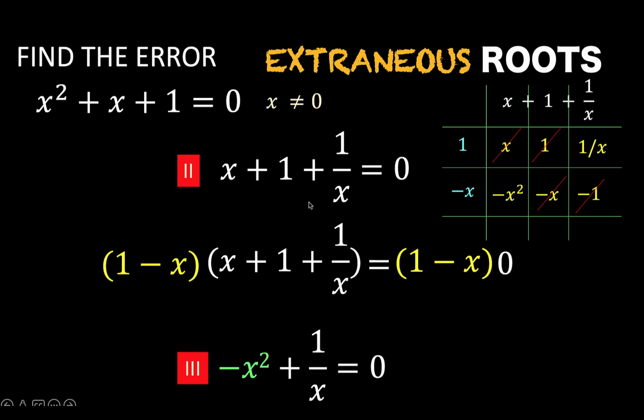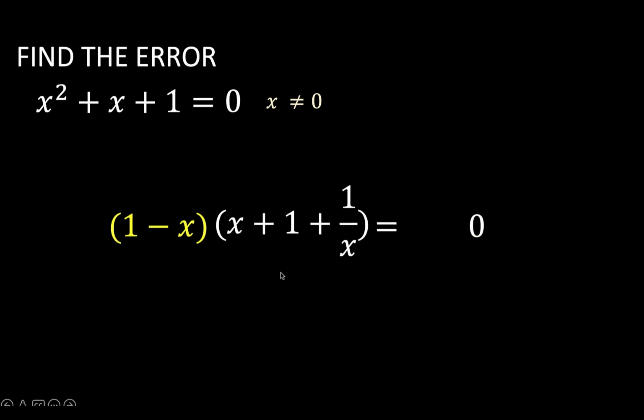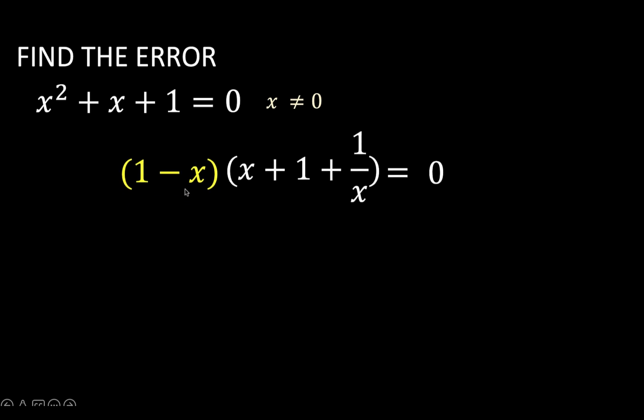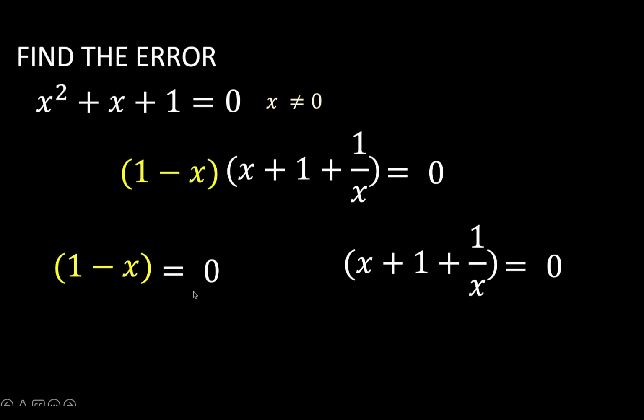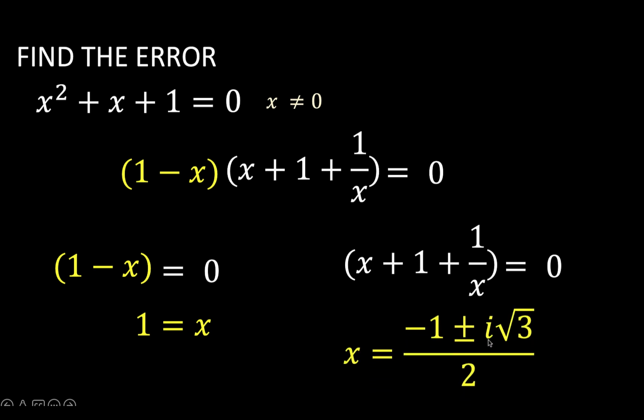And by multiplying both sides of the equation in step number 2 by the quantity 1 minus x, we introduce an extra root. And that extra root is computed this way. You have here a product resulting in 0, which means that any of these factors could be equal to 0. So if 1 minus x equals 0, the root is x equals 1. And if you have x squared plus x plus 1 equals 0, the roots are negative 1 plus or minus i square root of 3, all over 2.